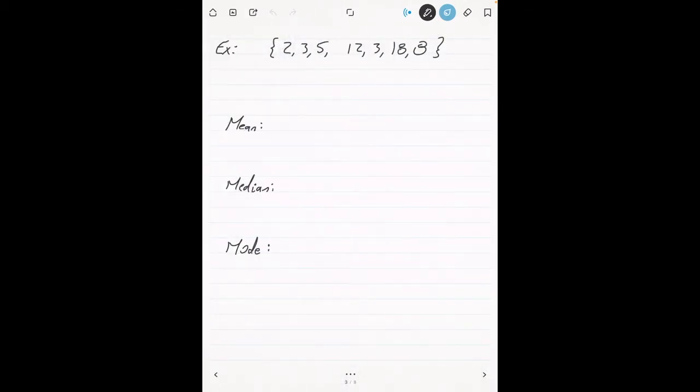Let's try this example on our own now. Here I've given you the data set of 2, 3, 5, 12, 3, 18, and 8. What I'd like you to do is take this data set and find the mean, the median, and the mode for the data set if they exist. And if so, write them out and identify what they are. Pause the video, give this a try on your own, see if you're comfortable with how to use the formulas and how to identify what each of these values are, and then we'll check back in just a minute.